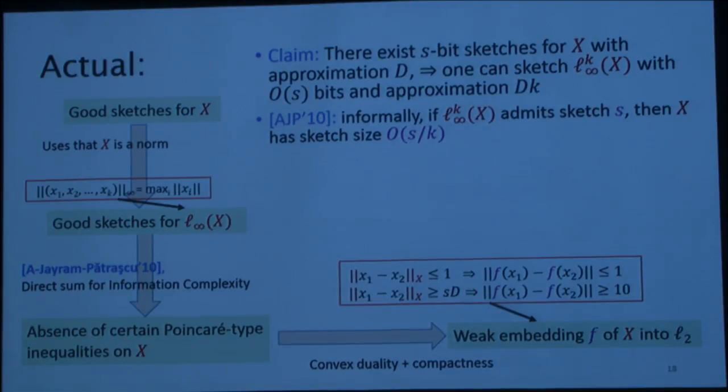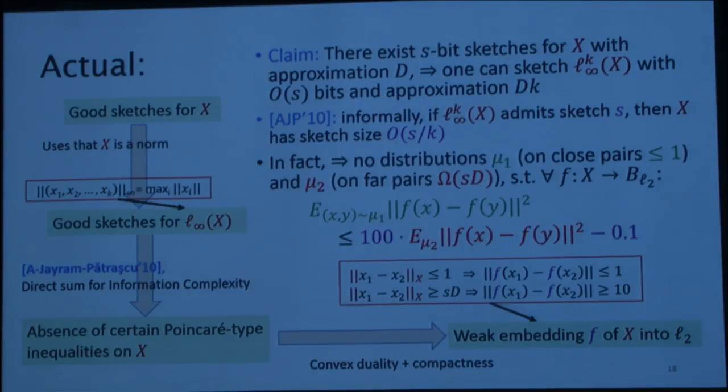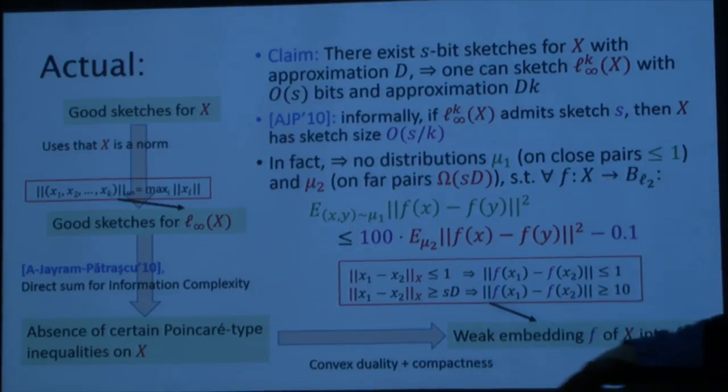Okay, so in a sense, we will use this statement. And kind of more formally, this is just informal. So more formally, what the AGP theorem says is that it has to imply certain kinds of Poincaré type inequalities.